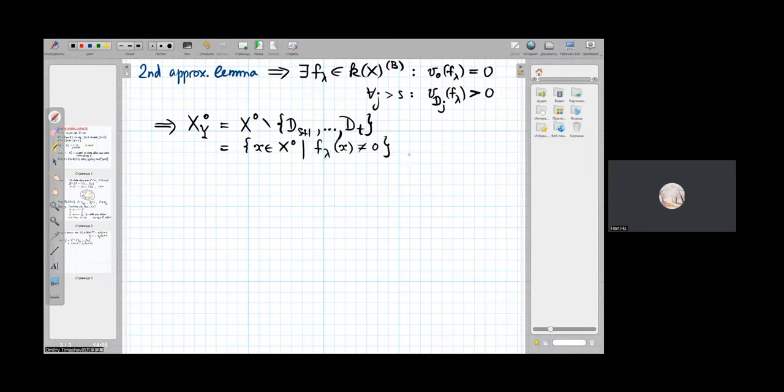And this implies it is an affine open subset. Because when you take an affine variety and you take the non-vanishing locus of a single polynomial on this affine variety, then you get an affine open subset. It is what is called a principal open subset, principal affine open subset. Okay?